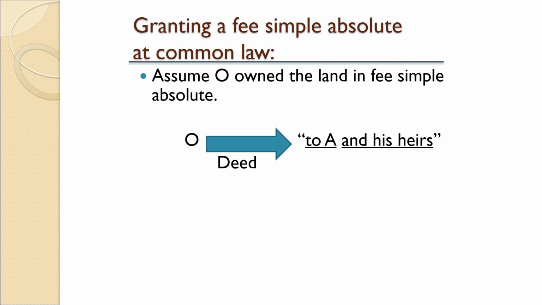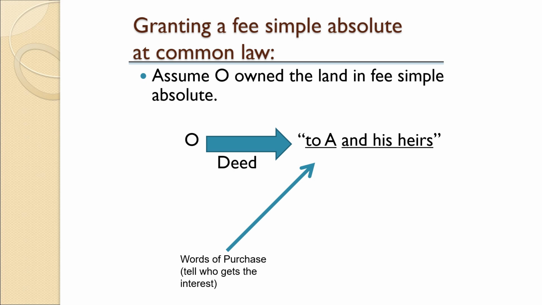Now let's assume that O owns some land in fee simple absolute and does make a conveyance to A and his heirs. The common law took that phrase, to A and his heirs, and broke it into two parts. The first part, to A, they referred to as words of purchase, and basically that means these are the words that tell who is getting the interest in the land. In this example, it's A.